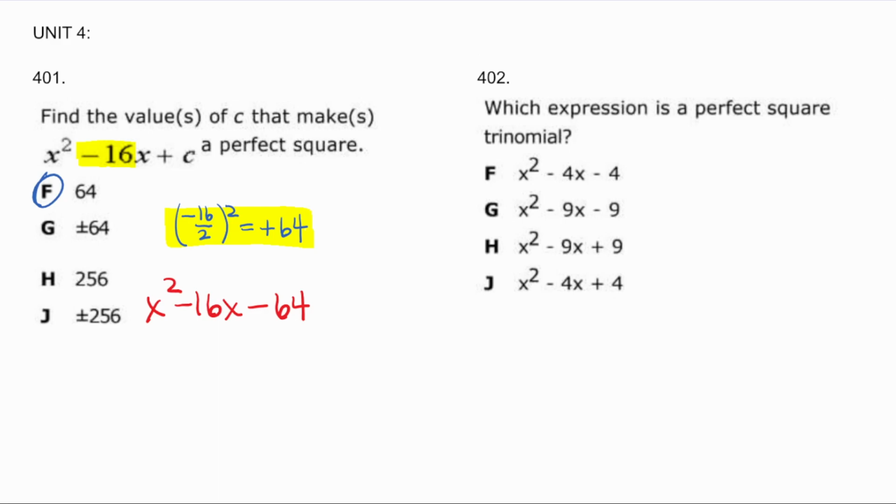And then which expression is a perfect square trinomial? It's a different way of asking the same question. Which one, if I factored it, would come back with two identical factors? That's going to be J, because this is equal to x minus 2 times x minus 2. If I'm thinking about two numbers that multiply to positive 4 while adding to negative 4, that'd be negative 2 and negative 2. So since I can write that polynomial as the square of a binomial, that means it's a perfect square trinomial.